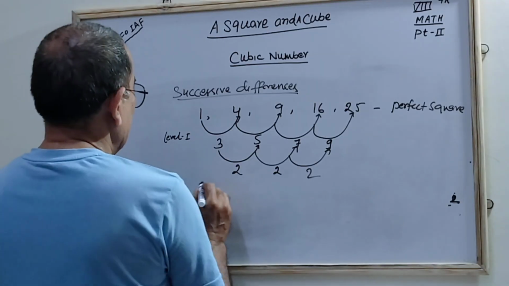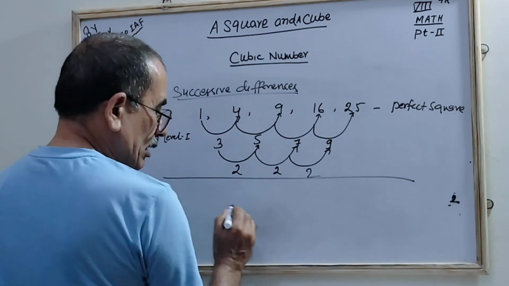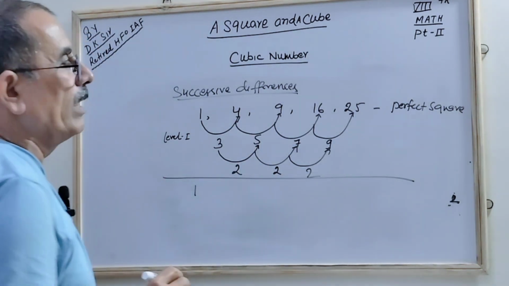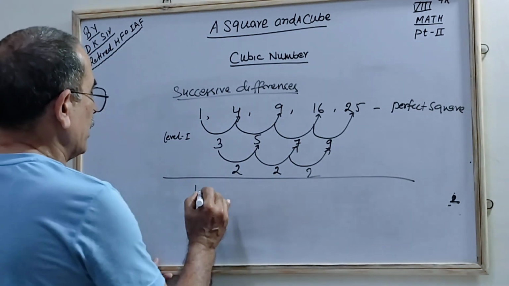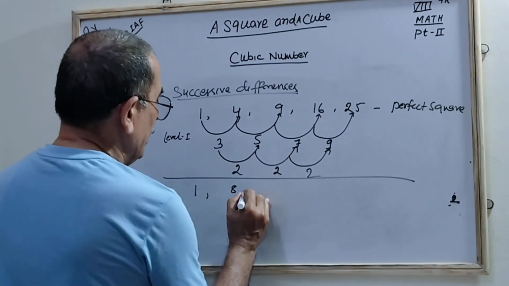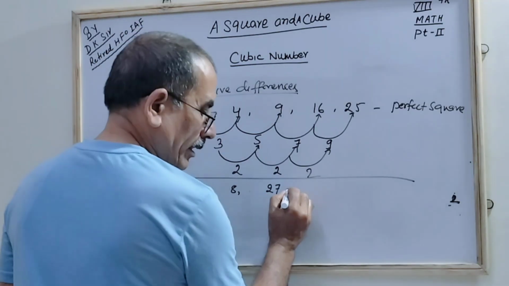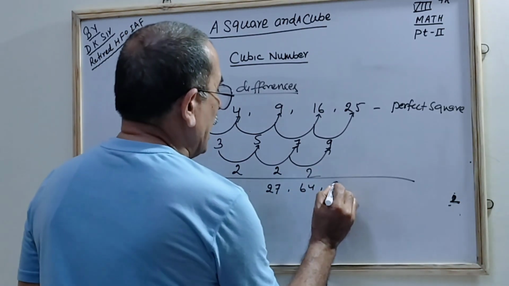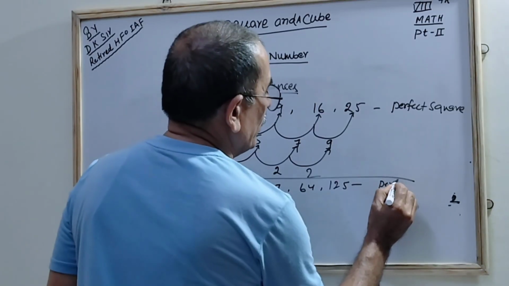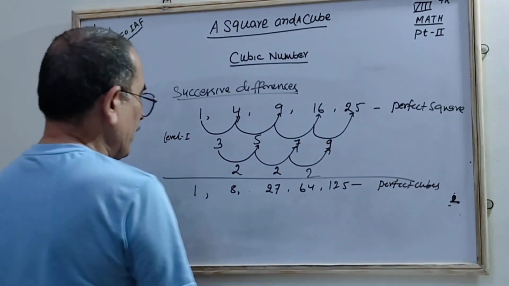Now we are going to see the cube. In the cube, we are taking the perfect cubes. I gave the example of perfect squares first, so you should not get confused. It's a 1. The next we will write the 8, correct? And the third is the 27, and the fourth is the 64 and the 125. These all are the perfect cubes, correct?